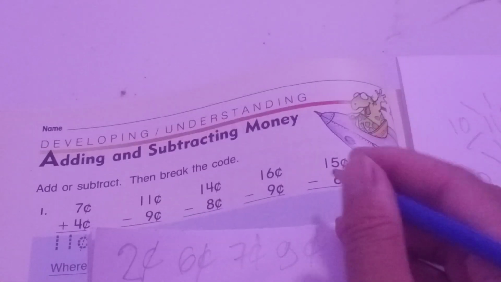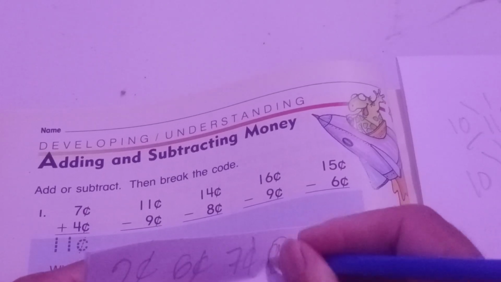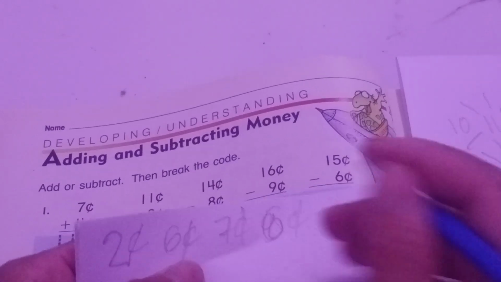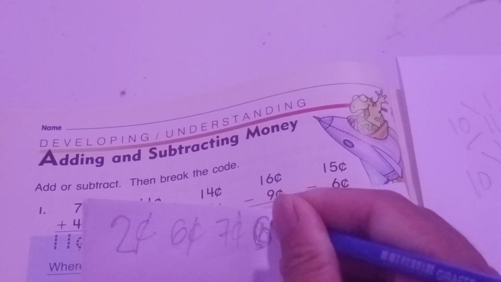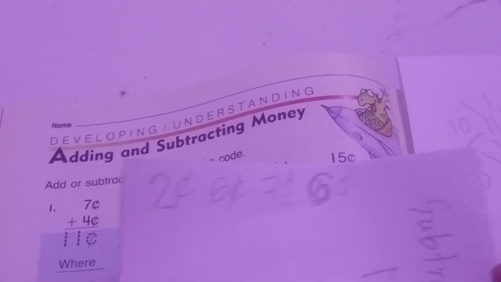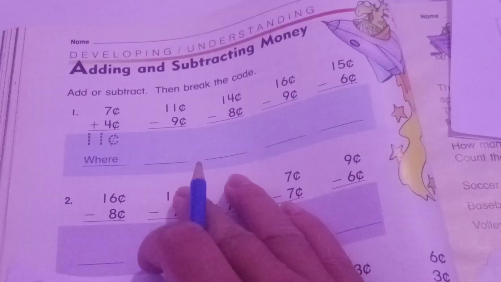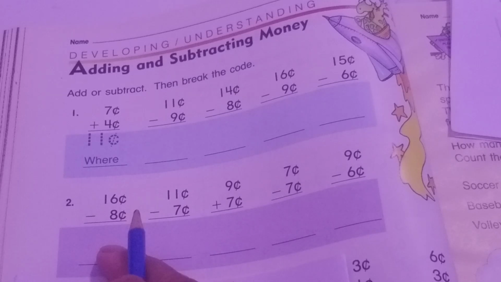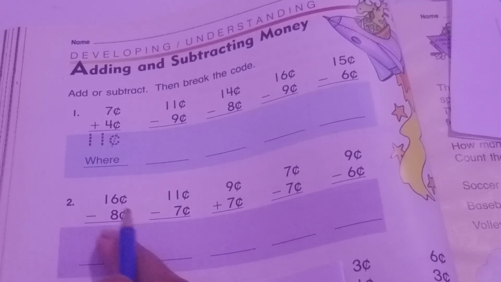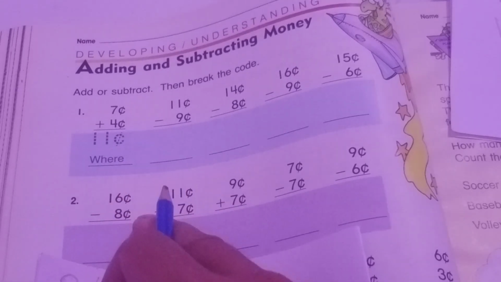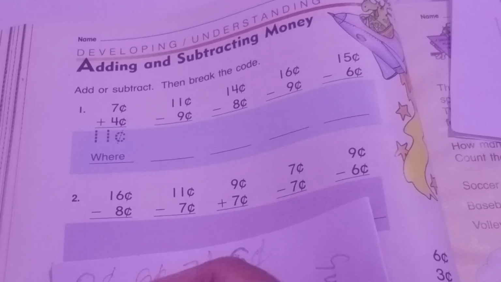No, 15 minus 6 equals 9. Sorry, it is equal 6 here. Okay, right. So you can see, about number 2, it is 16. And 16 minus 8 equals 8.